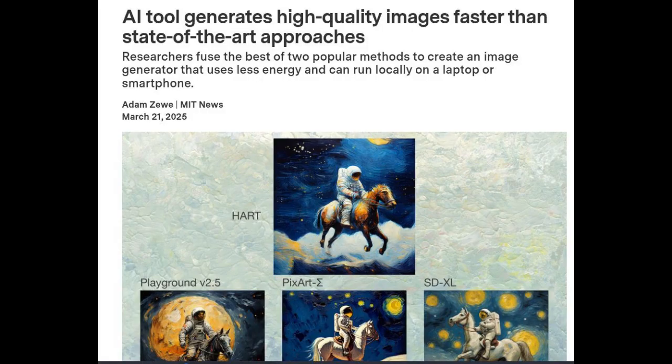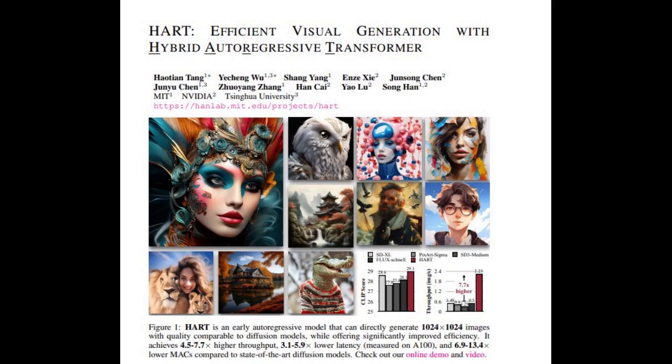Researchers fuse the best of two popular methods to create an image generator that uses less energy and can run locally on a laptop or smartphone. The ability to generate high quality images quickly is crucial for producing realistic simulated environments that can be used to train self-driving cars to avoid unpredictable hazards, making them safer on real streets.